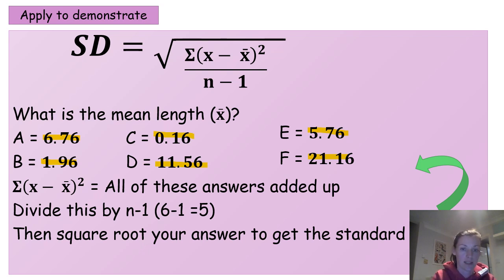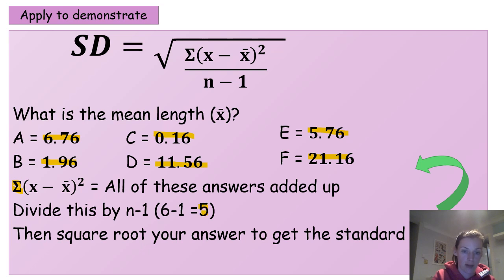So what you need to do is add all those numbers up now, because that's what this sum of is. So we've done this first section here, x minus x with a funny line above it, squared, but we want the sum of those numbers. So all you need to do for sum of is literally just add them up. Then we're going to divide that by 5.